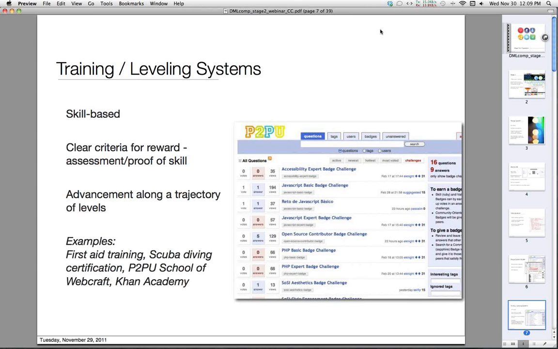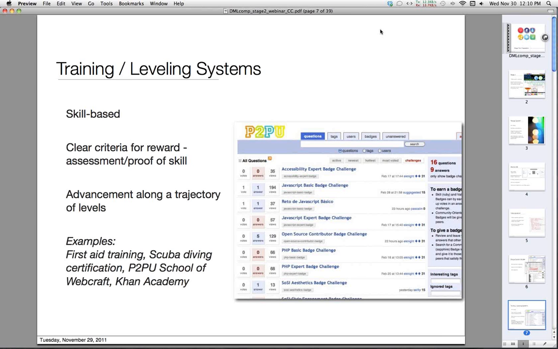Are people having to achieve a certain level of representation of learning in order to get a badge? And so they're mostly hard skills. And in this instance, they're also indicating whether there is a trajectory that people are following. Do they have to achieve one skill before they can move on to another kind of skill? And also, do the skills expire? Are these skills that just have validity for a short while?